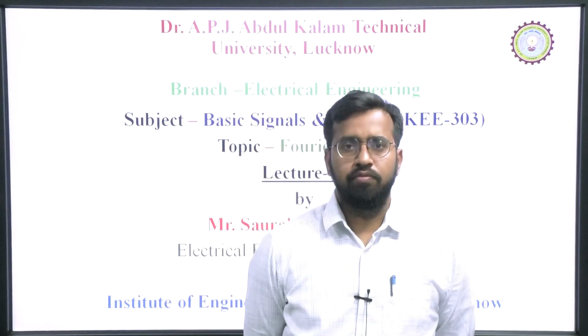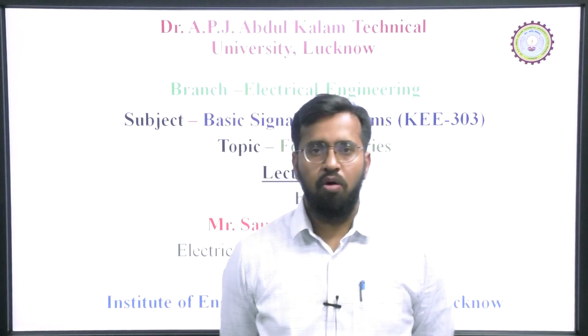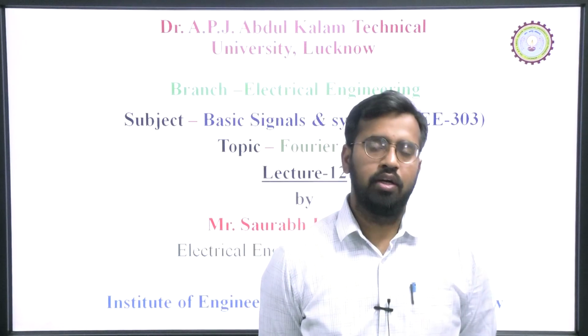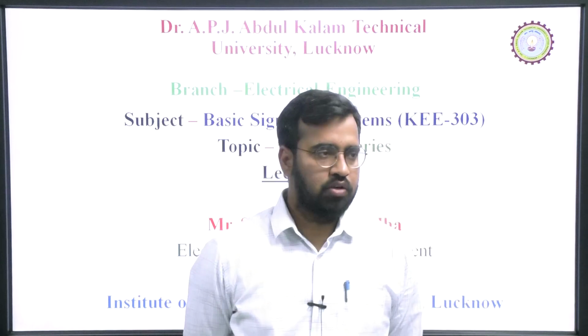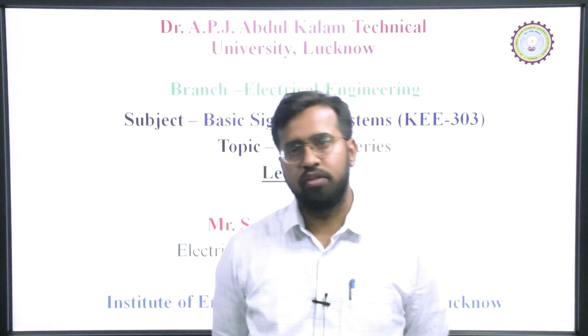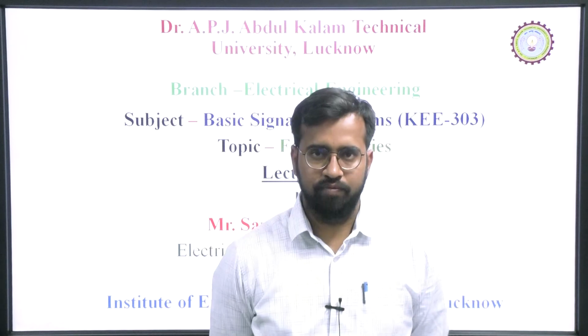Now, in Fourier series we will see that a signal can be represented in the form of a summation of sine and cosine. Any periodic signal with some conditions, called the Dirichlet conditions, if it satisfies those conditions of Dirichlet, can be represented in the form of a summation of different harmonics of sine or cosine. So, we will see.